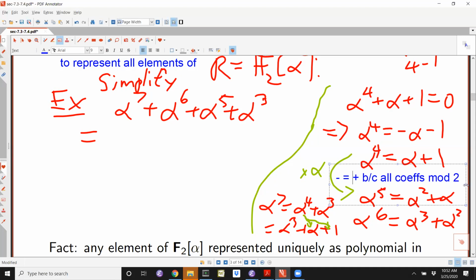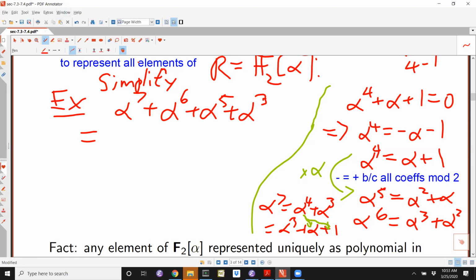So why did the minus alpha minus 1 change into a plus alpha plus 1? Well, minus is equal to plus because 2 is equal to 0. Good question, Johnny. Does that make sense? Yeah, it's great. It's a paradise. Plus is minus. The number of errors is so greatly reduced.